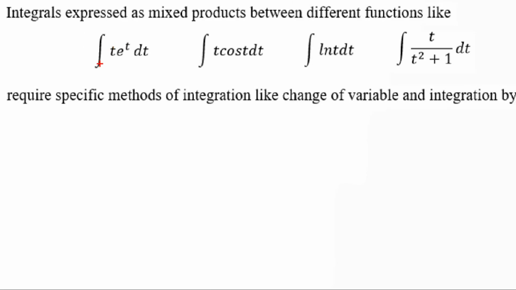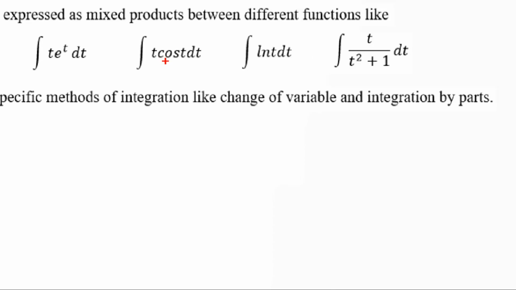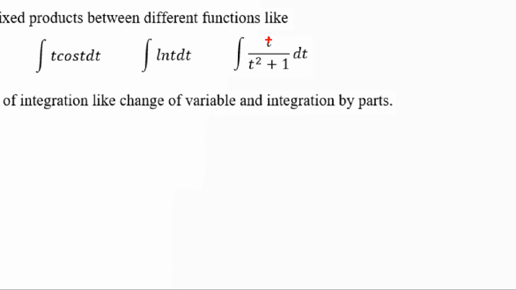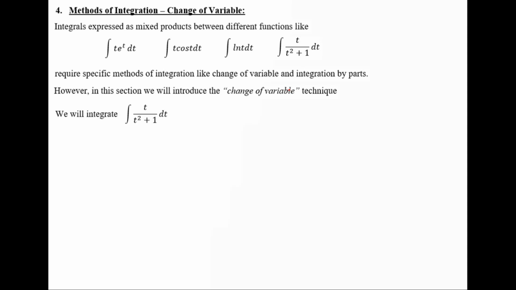Here in this case, we are multiplying a linear term by an exponential. We're multiplying a linear term by a trigonometric. We're integrating a logarithmic function. We're integrating the ratio of two functions, which is a rational function. However, in this section, we will introduce the change of variable method. We're interested in integrating t over t squared plus 1 using the change of variable technique or method. So how are we going to proceed with this method?